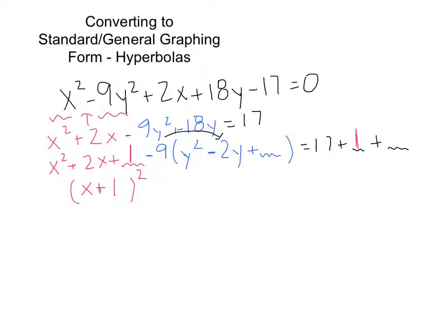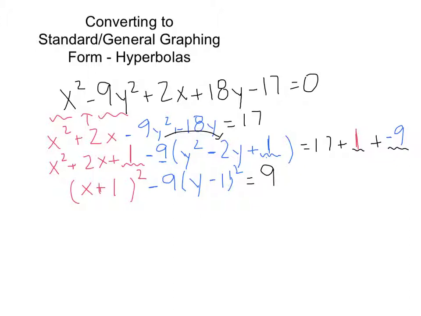Now with our y's, we have to remember that negative 9. So we're going to do b divided by 2, which is negative 1. Squared is 1. But we did not add 1. We really added negative 9 times 1. So negative 9 is what goes on the right-hand side. Now that we have all those numbers on the right-hand side, we can simplify. 17 plus 1 minus 9. 17 plus 1 is 18. Minus 9 would get me back to 9.